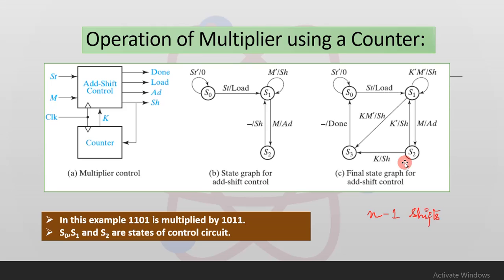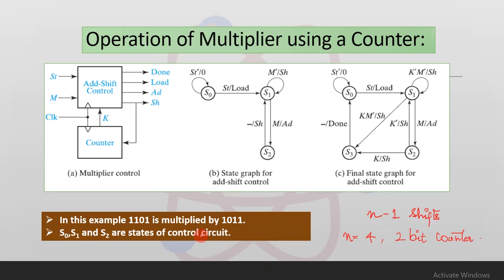In the state S2, if K is equal to 1, we output one more shift signal and then go to state S3. The last shift signal will reset the counter to 0. At the same time, the add shift control goes to the done state. In this particular example, we have considered both the multiplier and the multiplicand to be of 4 bits. So the value of n will be equal to 4 and we will require a 2-bit counter.